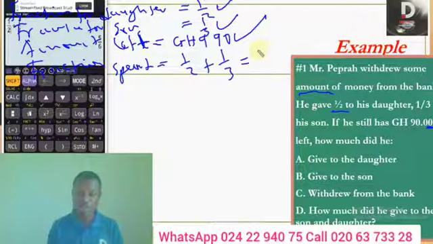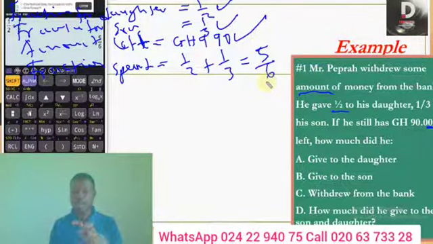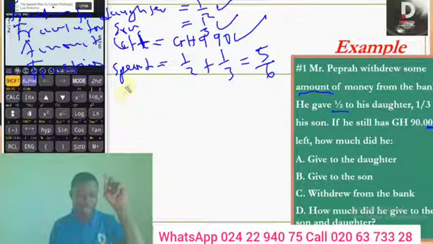So to produce what? 5 out of what? 6. This is the fraction spent. So how do you get the fraction left? Subtract what you have spent from the total given to you. You get what is left. So let's go. What is the total fraction? It is always equal to 1.